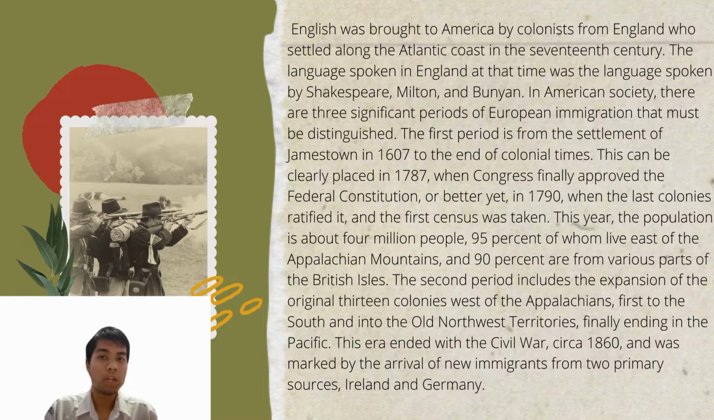This year, the population is about 4 million people, 95% of whom live east of the Appalachian Mountains, and 90% are from various parts of the British Isles. The second period includes the expansion of the original 13 colonies west of the Appalachians, first to the south and into the Old Northwest Territories, finally ending in the Pacific. This era ended with the Civil War circa 1860 and was marked by the arrival of new immigrants from two primary sources, Ireland and Germany.